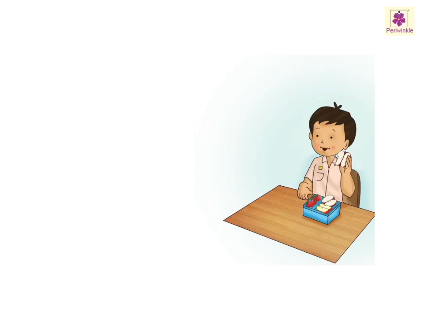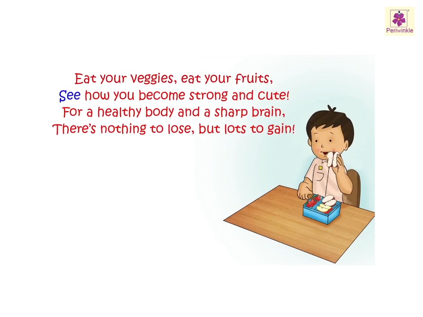Healthy food. Eat your veggies, eat your fruits. See how you become strong and cute. For a healthy body and a sharp brain, there's nothing to lose but lots to gain. Let's look at some healthy foods.